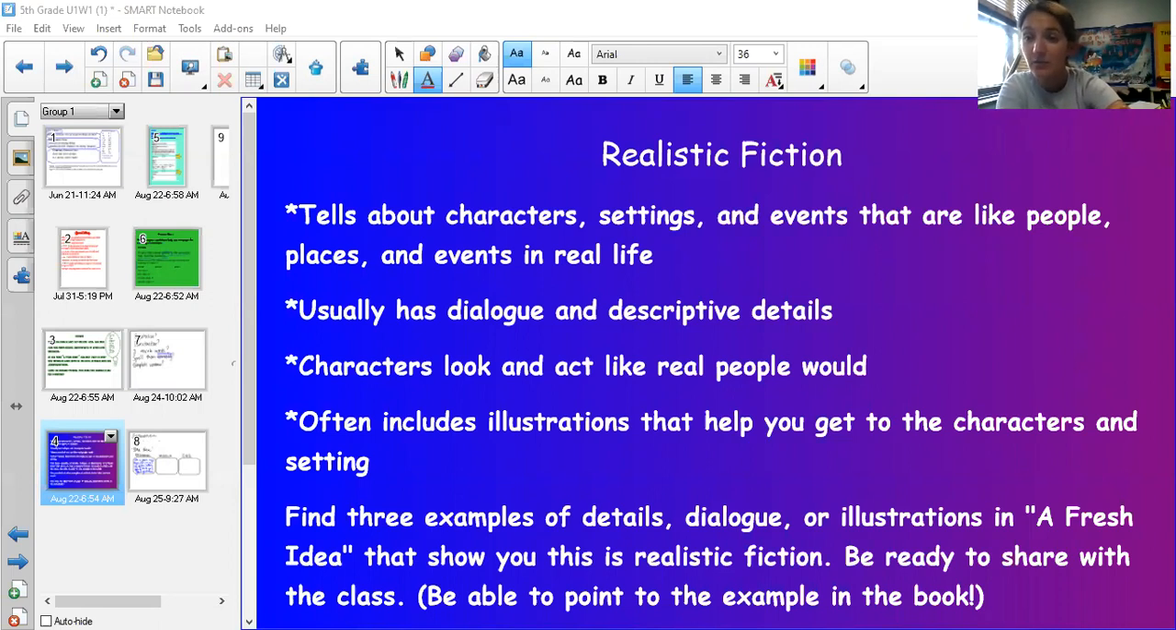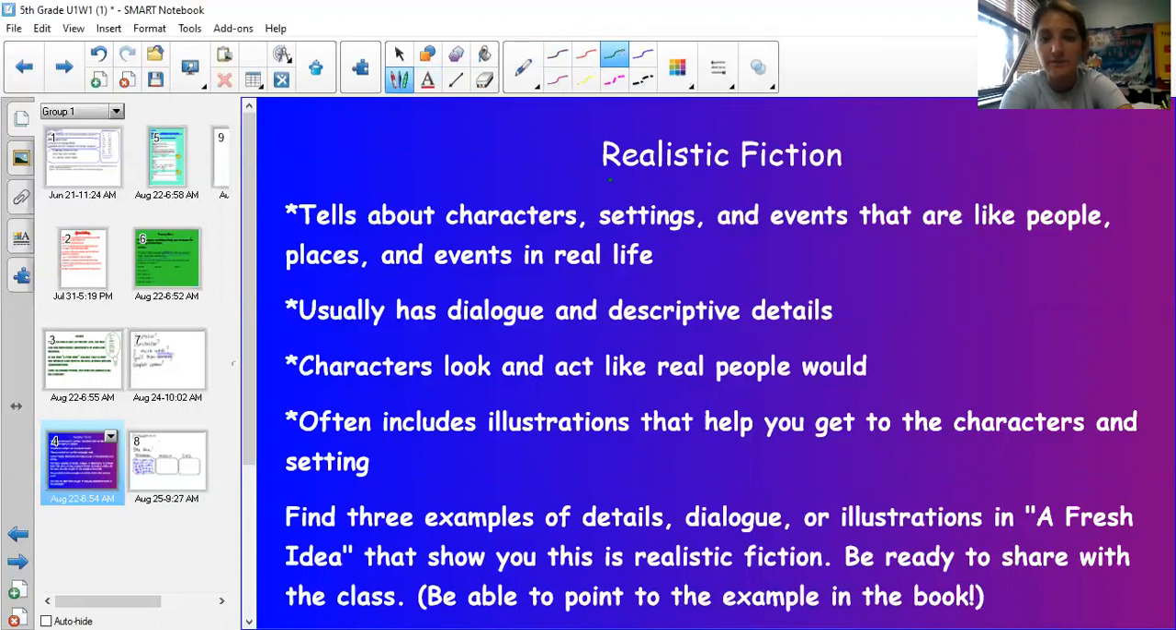In class, before you do this remote lesson, we should have read the shared read, which is on page 23 in the workshop book, called A Fresh Idea. This story is realistic fiction, and I always like to do this. I'll underline it, do it in green. Realistic fiction, which is a made-up story. So it's a story that could be real, but it's not.